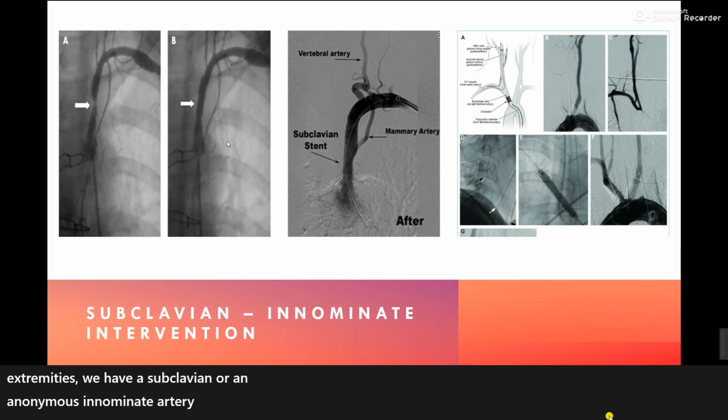Of course, you're going to do a non-selective shot using some type of pigtail or flush catheter, and then taking a selective catheter and getting closer images. So again, balloon stents, not a whole lot of difference in treating an upper extremity than a lower extremity.